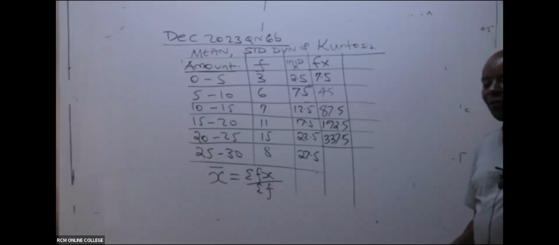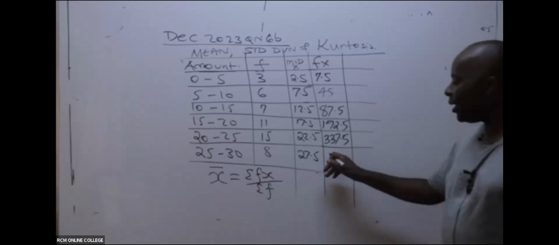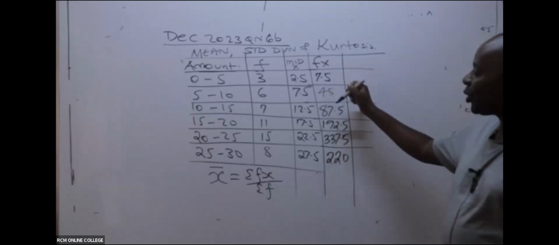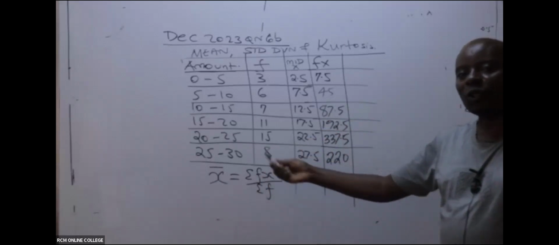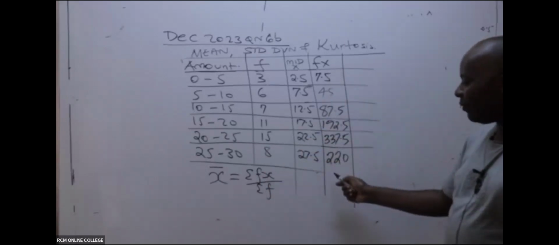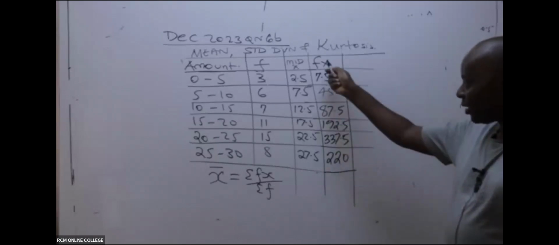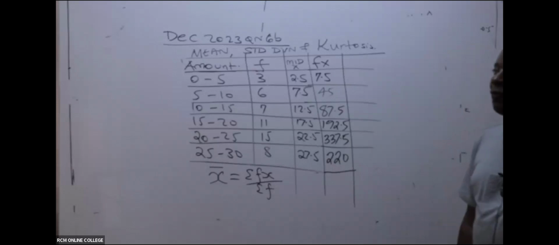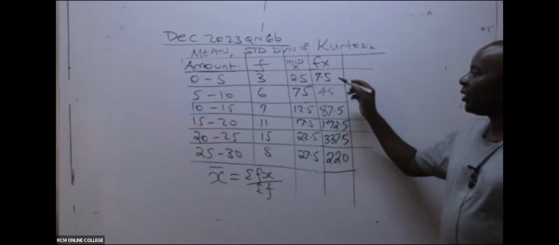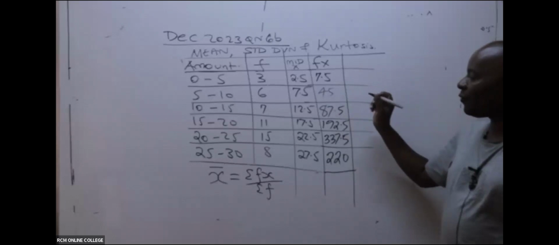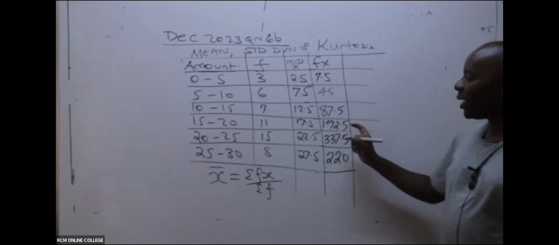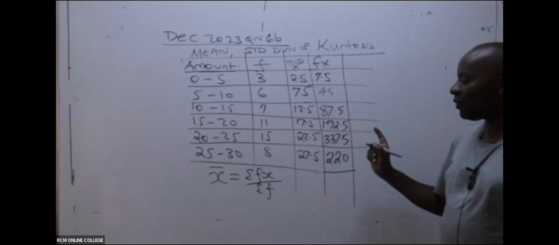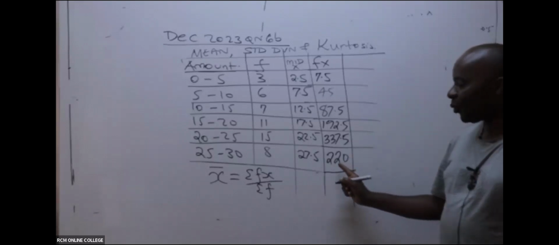8 times 27.5. What do we have here? 220. So remember now, after you have done these multiplications, in the numerator, they want us to sum. So please come and sum everything here. Give us the summation of the fx column. You're summing everything. You take 7.5 plus 45 plus 87.5 plus 192.5 plus 337.5 plus 220.